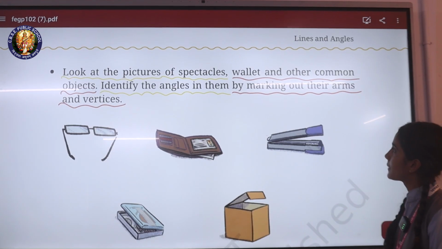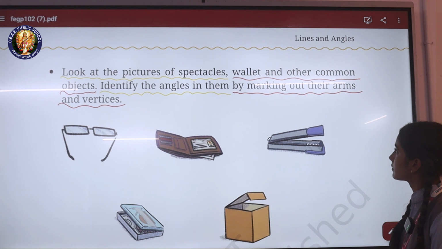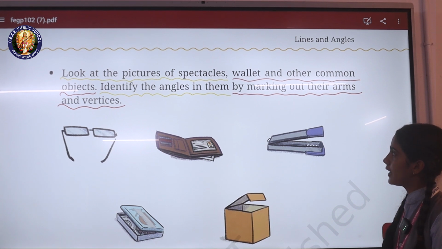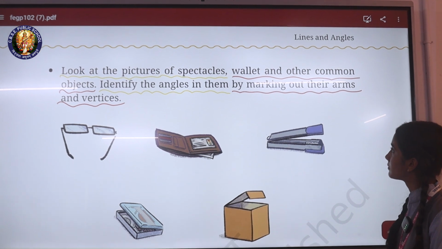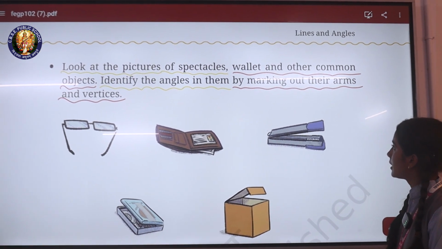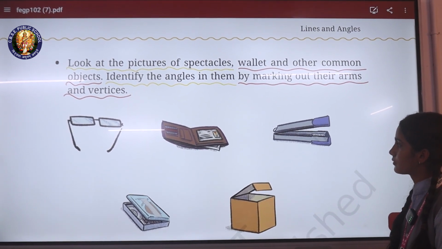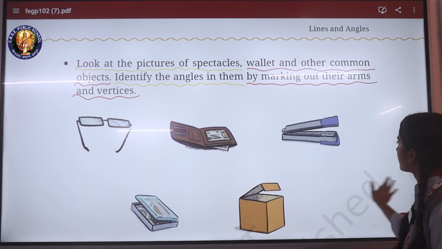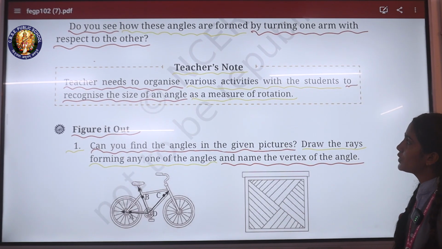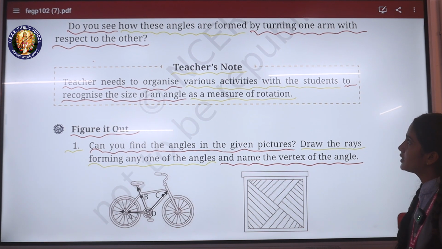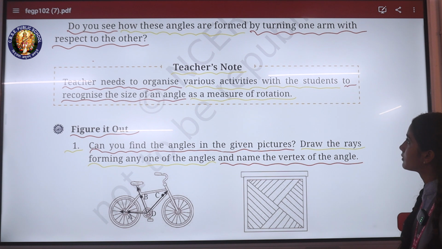Look at the pictures of spectacles, wallet and other common objects. Identify the angles in them by marking out their arms and vertices. Do you see how these angles are formed? By turning one arm with respect to the other.